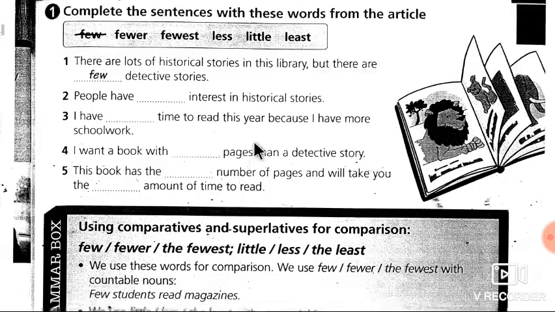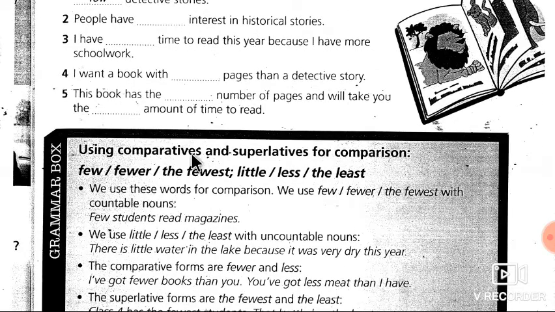We are going to talk about countable and uncountable nouns, using comparative and superlative with the countable and uncountable. For the countable nouns, we use how many, and we use few, fewer, the fewest. With the uncountable nouns, we use little. For example, if you want to ask how much tea do you have? If you have little tea, I say I have little tea. We use less for the comparative and the least for the superlative.